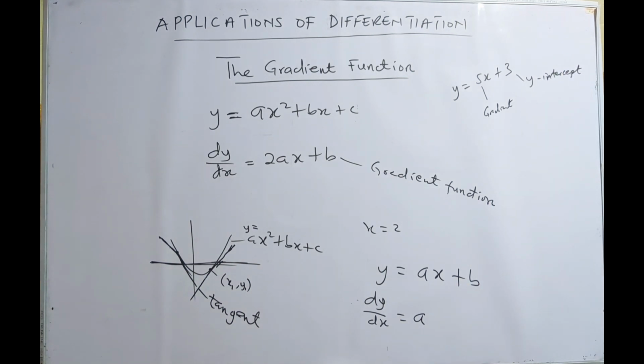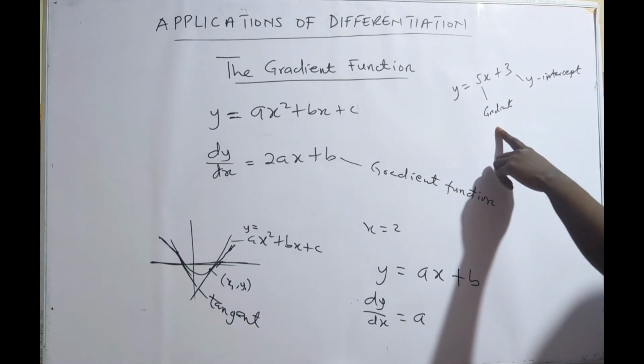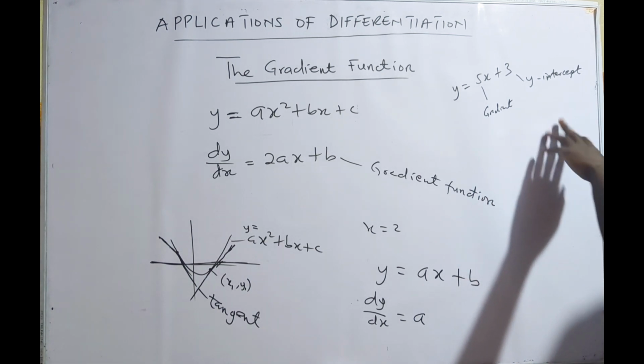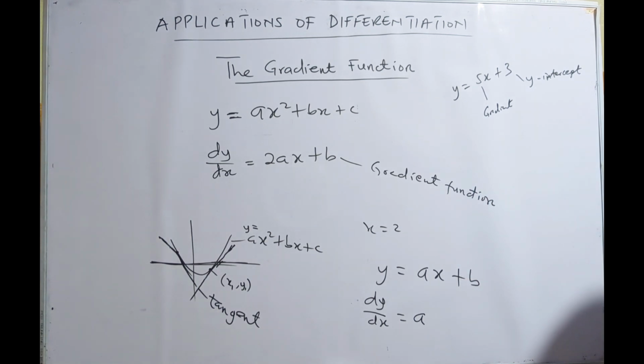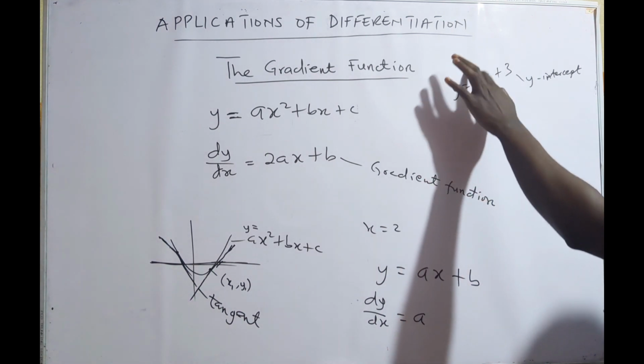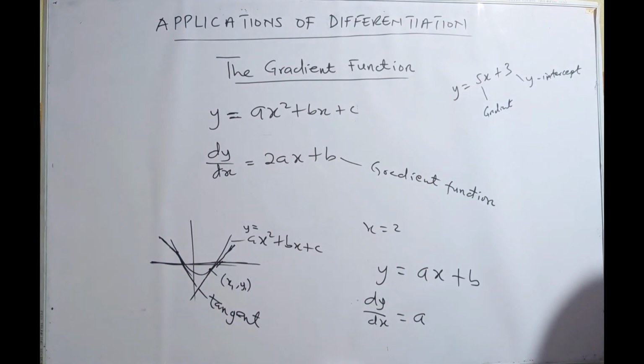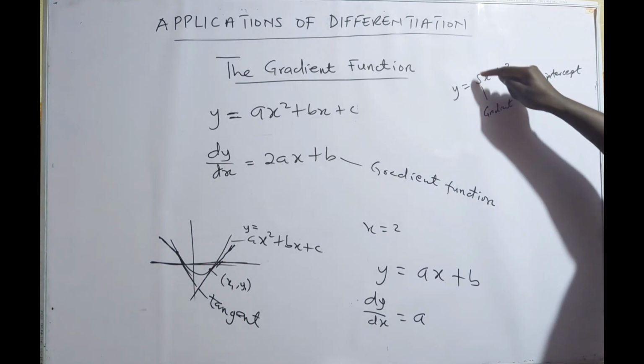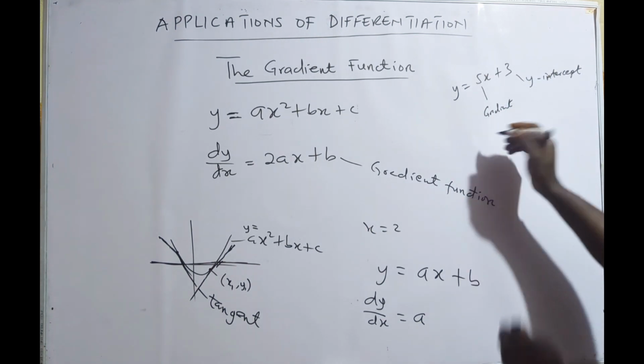Okay, so this is the gradient, and then this is the y-intercept. At the y-intercept, x is what? x is 0. So if I put x is 0, I get y to be equal to 3. Okay. So this becomes the gradient, and let's differentiate the function there.